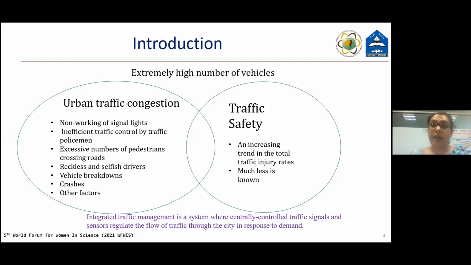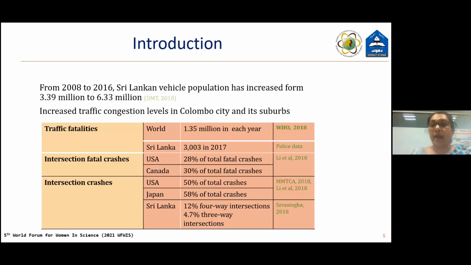What we are currently doing is trying to understand the problem, and we are trying to make an integrated traffic management system. That means we are counting vehicles in real time at different locations, and then we try to make centrally controlled traffic signals and sensors to regulate the traffic in the city as a response demand system. This is a long-term project. Anyway, we have started the project now.